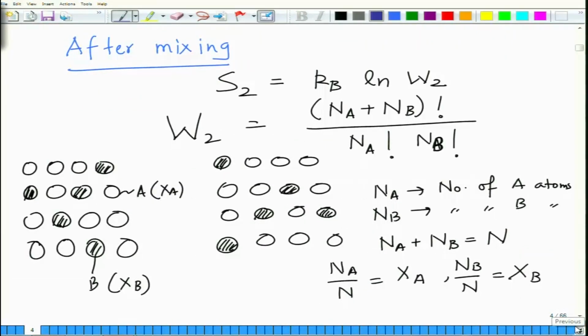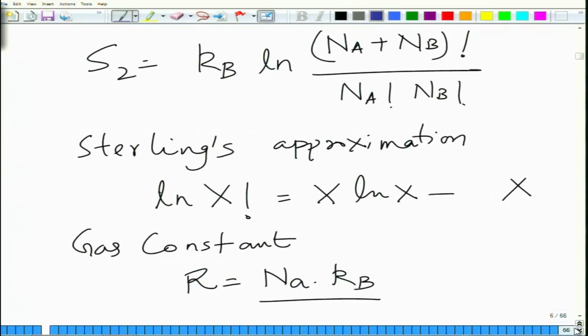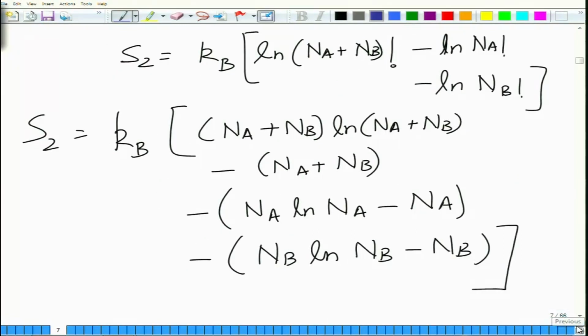After mixing, however, you can have different configurations if A and B are randomly distributed in the lattice. As a result, if you have Na number of A atoms and Nb number of B atoms, then W2, the parameter of randomness, is nothing but factorial of Na plus Nb divided by factorial of Na into factorial of Nb, where Na and Nb are nothing but, if you have 1 mole of solid solution, Xa times N and Xb times N, where N is Avogadro's number.